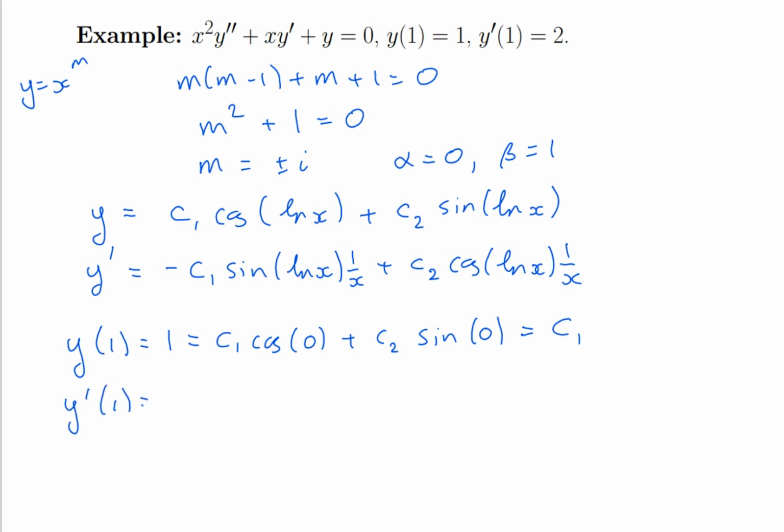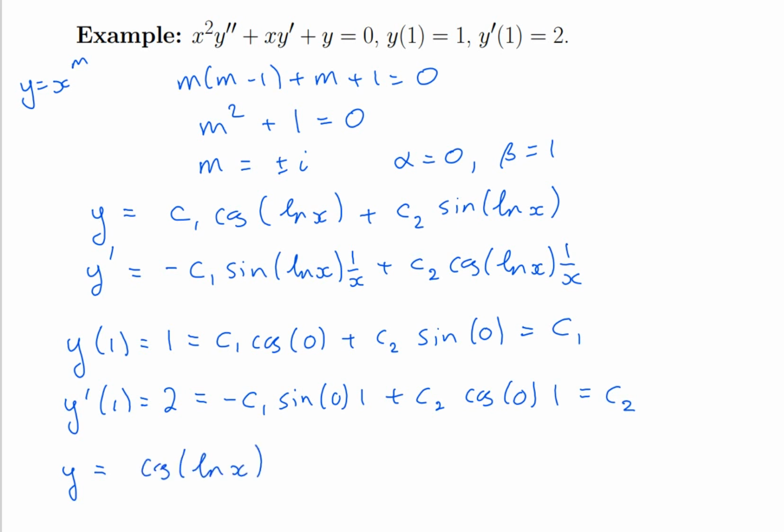y prime of 1 is supposed to be 2. This is going to be minus c1 sine of 0 times 1 plus c2 cos of 0 times 1, that is c2. So c1 is 1, c2 is 2. The solution to the initial value problem is cos of log x plus 2 sine of log x.